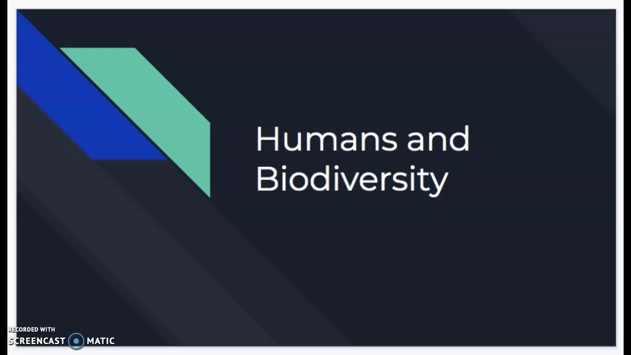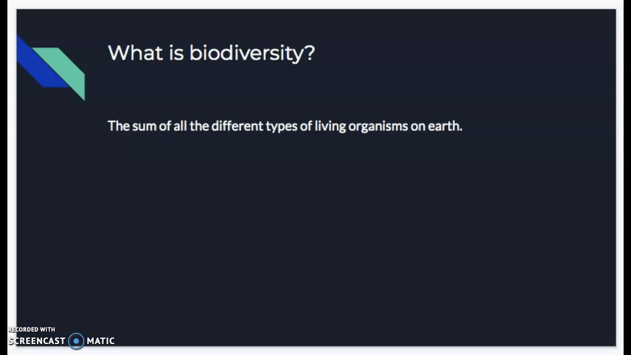Humans and biodiversity. In order to be able to understand how humans affect biodiversity, you need to understand what biodiversity is. So, biodiversity is the sum of all the different types of organisms on Earth. It is all the living things, the different types of living things that exist on this planet. This is all your insects, all your mammals, amphibians, reptiles, plants, shrubs, trees, flowers, the works. So basically everything that exists on this planet.